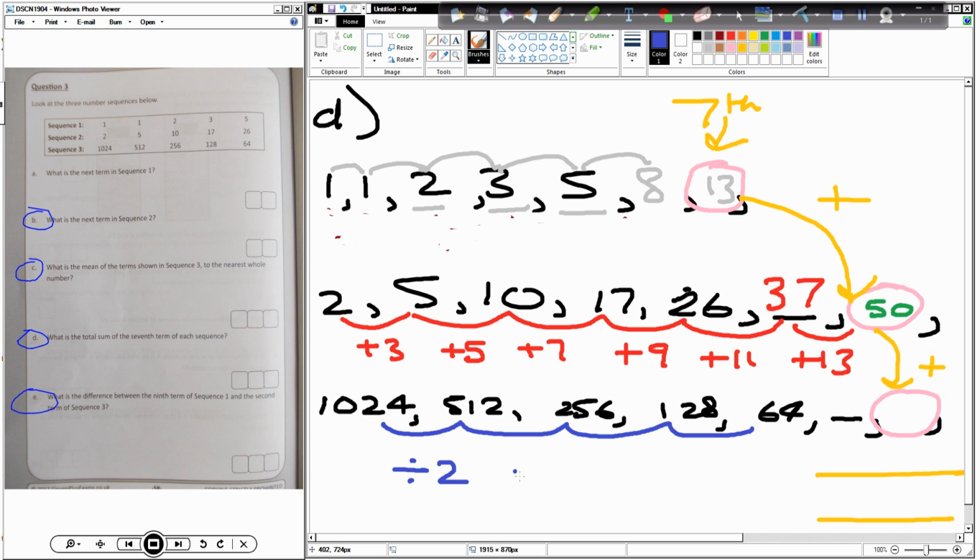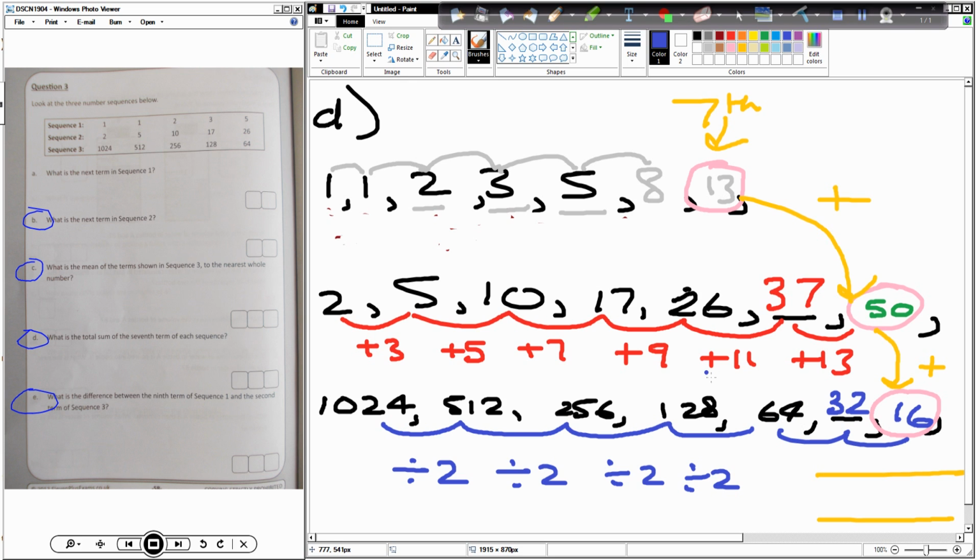What we're doing here is simply dividing by 2 each time. So we get to 64. 64 divided by 2 is 32. And then 32 divided by 2 gives us 16. Now, the question says work out the sum of the last 3 numbers of these sequences.